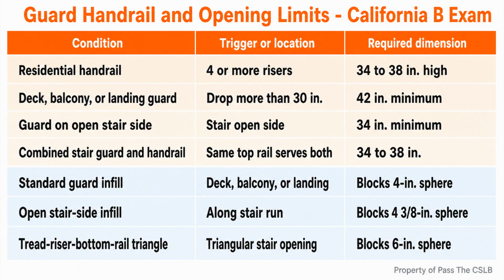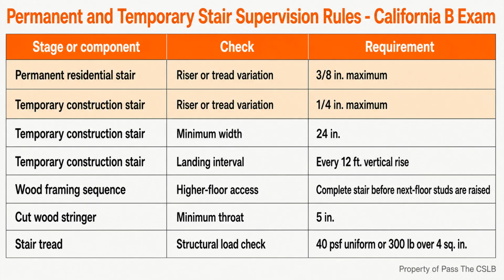Wood framing also has a sequencing requirement. The stairway to a second or higher floor must be completed before studs are raised to support the next higher floor. This is a supervision decision, not just a carpenter's layout issue. Access has to be established before the next elevated work area is built out.